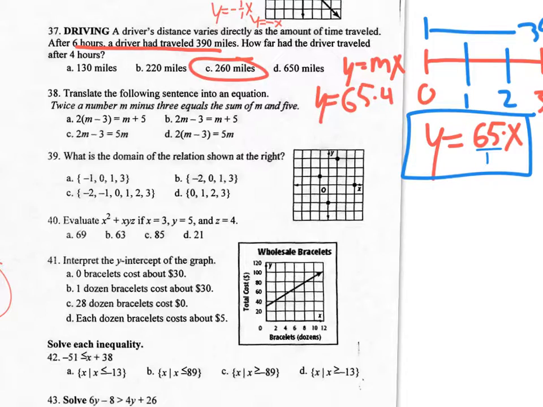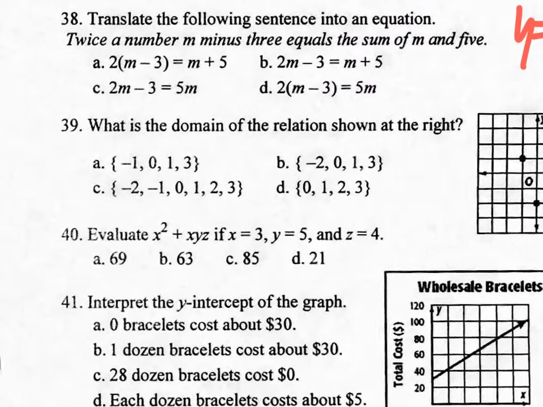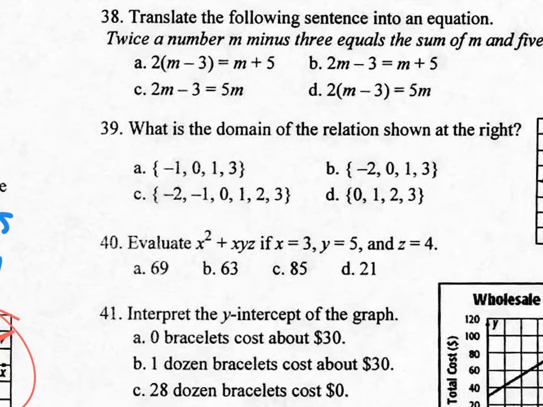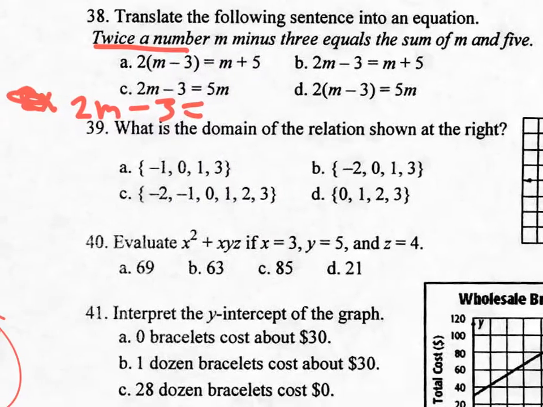Moving on to number 38. It says, translate the following sentence into an equation: twice a number m minus 3 equals a sum of m and 5. Okay, we need to do this quickly. Twice a number, that's 2x, or 2m, because it says to use m. So that's 2m. It says minus 3. You don't do any switch, it just says minus 3 equals the sum of m and 5. The sum is just addition of m and 5. So that's easy. That's answer B.